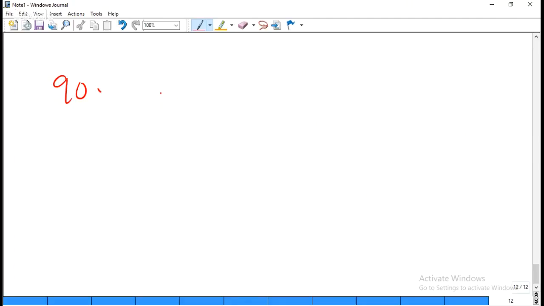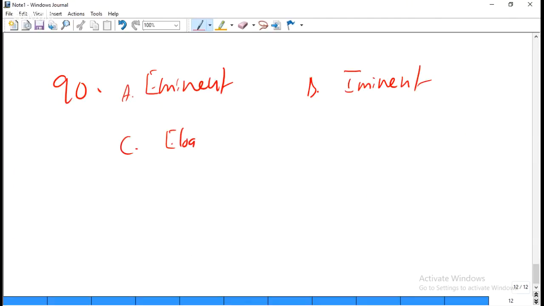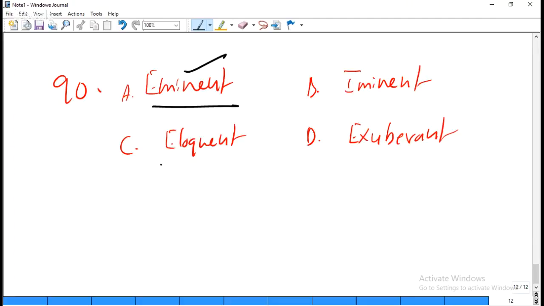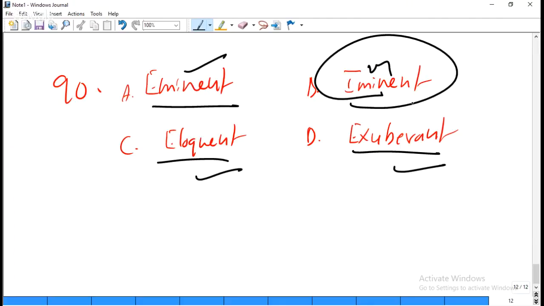Question number 90. Misspelled words. A is EMINENT. B is IMINENT. C is eloquent. D is exuberant. Even this is given in spotting errors in the examination. It was given as EMMINENT, then we corrected it as EMINENT. Eloquent is correct in spelling. Exuberant is correct. It should be double M.